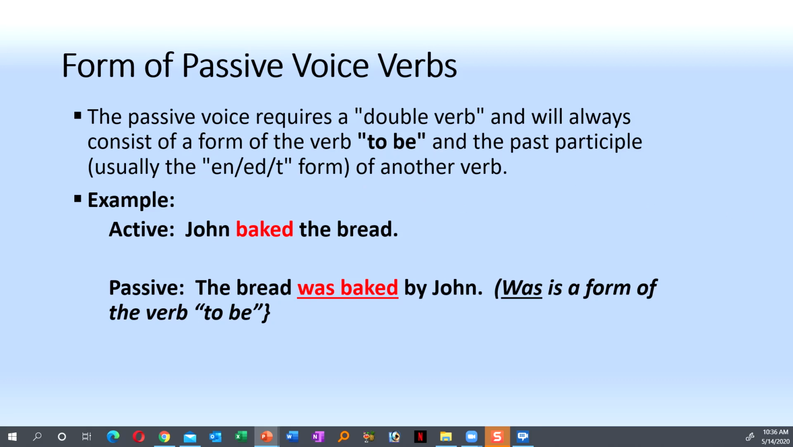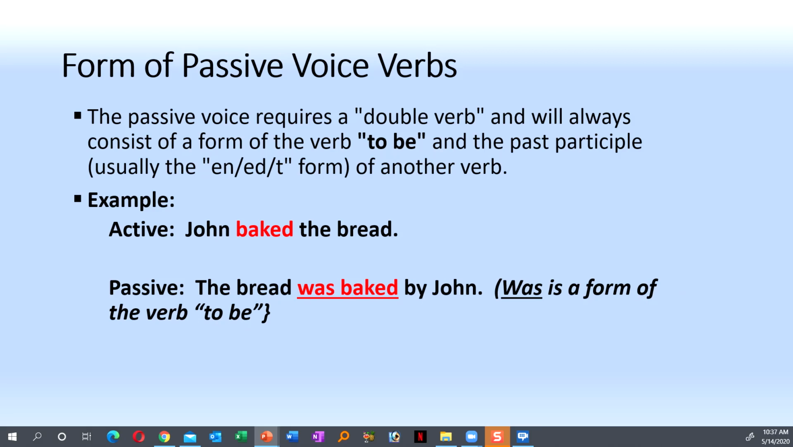The active voice: John baked the bread. So baked stands alone. It's not a double verb. But passive voice: the bread was baked by John. So was is a form of the verb to be. So always, or most of the time in the English language, when you use a passive voice, you're using the verb to be. To use the verb to be, you're talking in the passive voice.